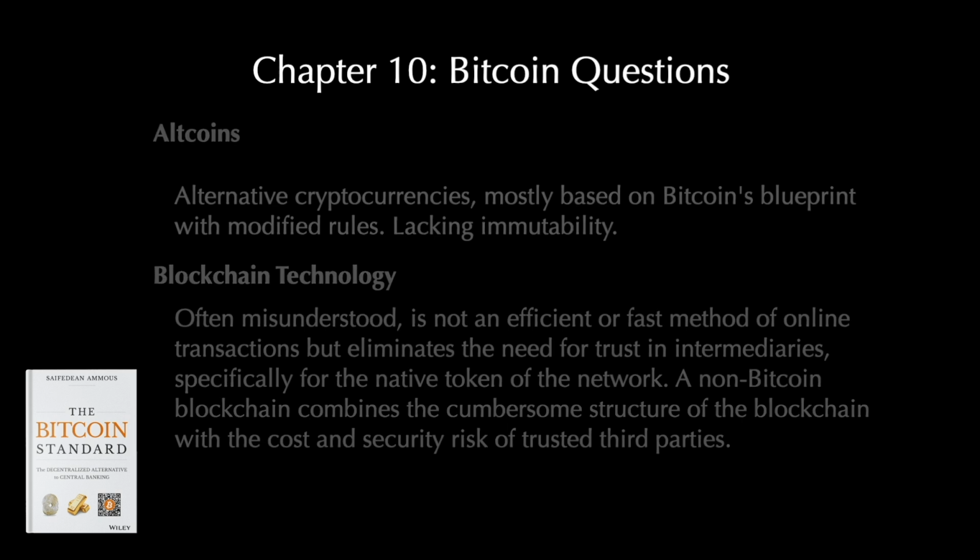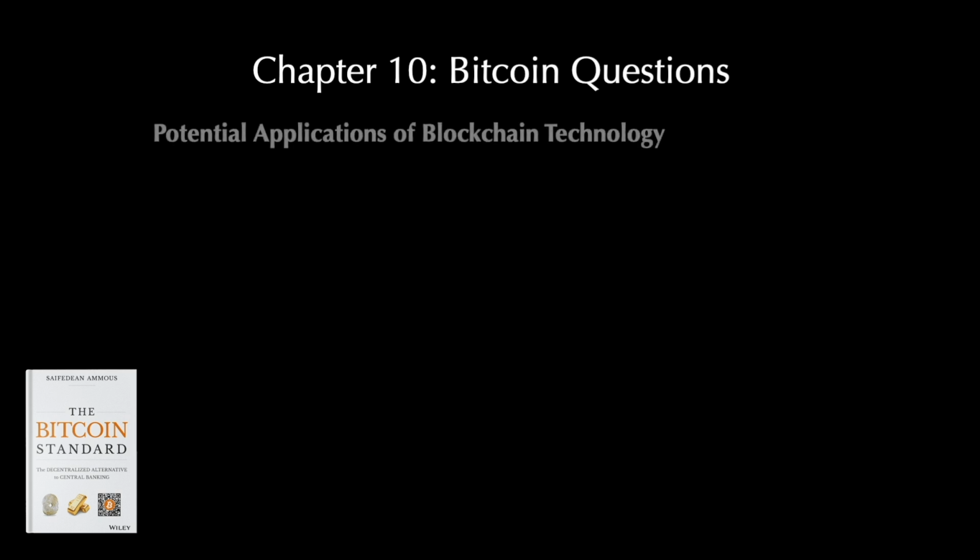Potential applications of blockchain technology. There are three main potential applications of blockchain technology. Number one, digital payments. Blockchain has been used for digital payments, most notably in Bitcoin. However, Bitcoin's blockchain is not designed for speed or low cost, but for removing the need for trust in third-party intermediaries. For centralized currencies, recording transactions in a centralized manner will always be more efficient.